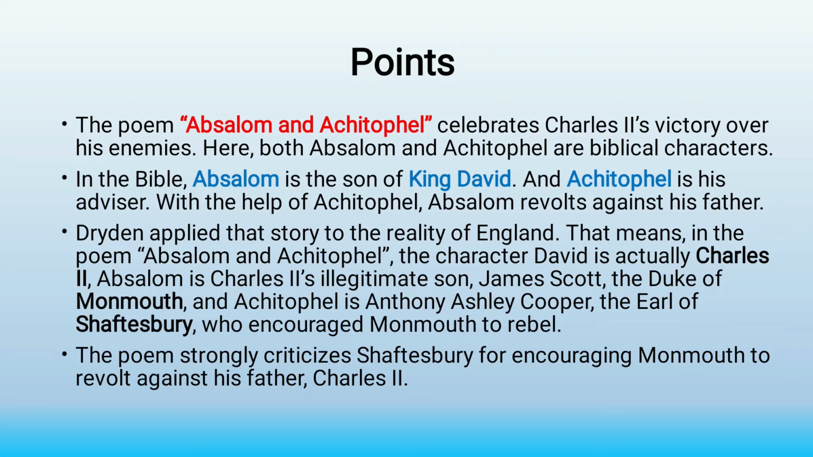John Dryden applied that biblical story to the reality of England. That means, in the poem Absalom and Achitophel, the character David is actually King Charles II. Absalom is Charles II's illegitimate son, James Scott, the Duke of Monmouth, and Achitophel is Anthony Ashley Cooper, the Earl of Shaftesbury, who encouraged Monmouth to rebel. Now, I hope you understood the connection between that biblical story and this particular poem, Absalom and Achitophel.